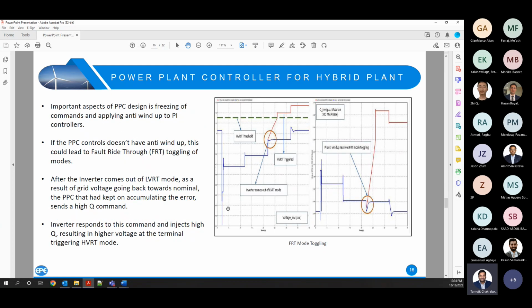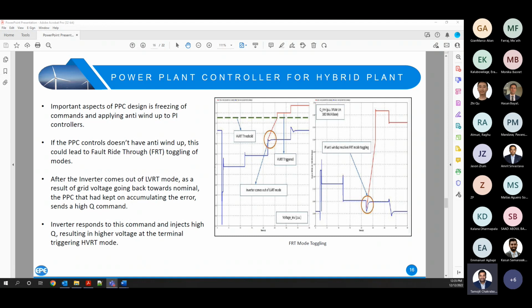Something very interesting came up. That's why I have this particular slide, which I want to explain. As you can see, this is a design issue for a power plant controller, not only for hybrid plants, but I would say for any plants. Whenever there is a voltage ride-through response, an important aspect is that we should have the PPC designed in such a way that it freezes the reactive power P and Q commands, and this is based on voltage. So let's say, for example, when the voltage drops beyond 0.85 or 0.9 and it enters the ride-through mode, the PPC should freeze itself, right?